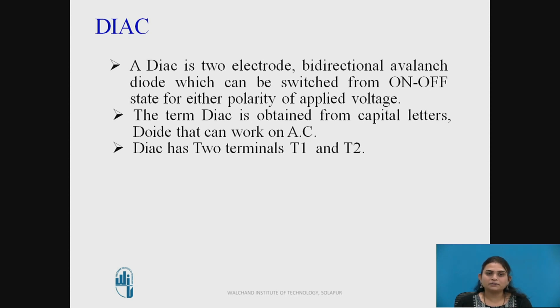DIAC has two terminals, that is T1 and T2. In case of a diode, we have two terminals, anode and cathode. But in the DIAC, two diodes are used in antiparallel, so here the two terminals are named T1 and T2.